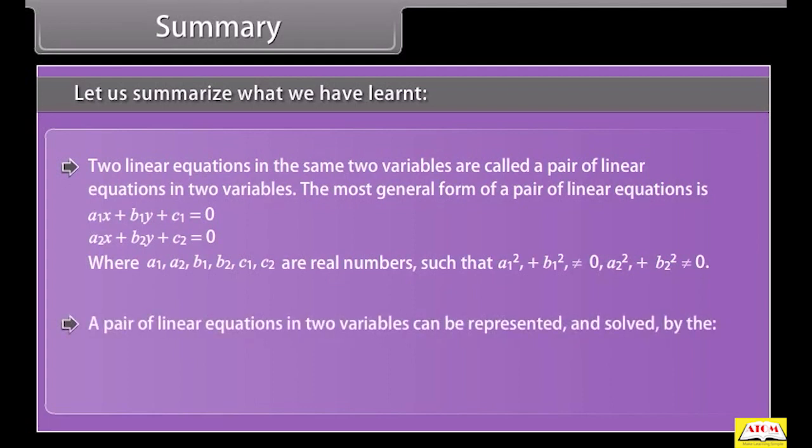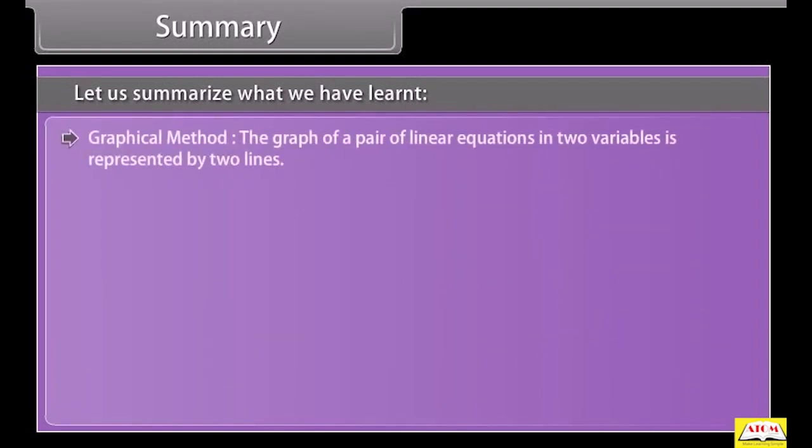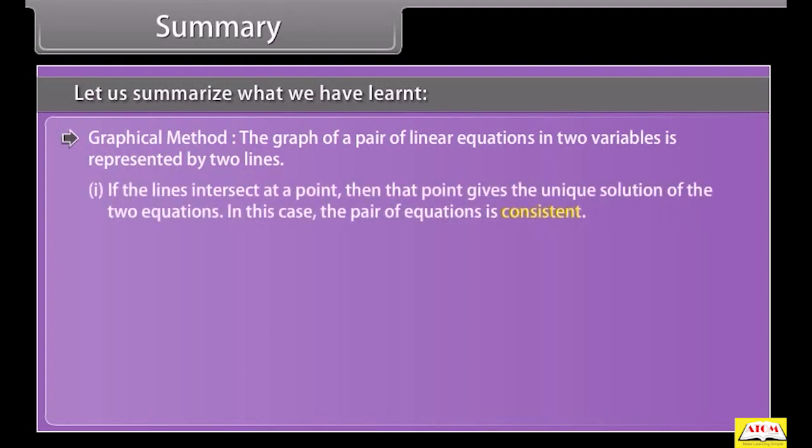A pair of linear equations in two variables can be represented and solved by the 1. Graphical method and 2. Algebraic method. Graphical method: the graph of a pair of linear equations in two variables is represented by two lines. 1. If the lines intersect at a point, then that point gives the unique solution of the two equations. In this case, the pair of equations is consistent.